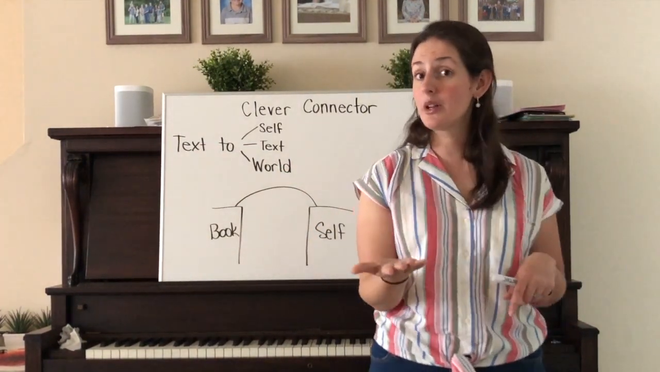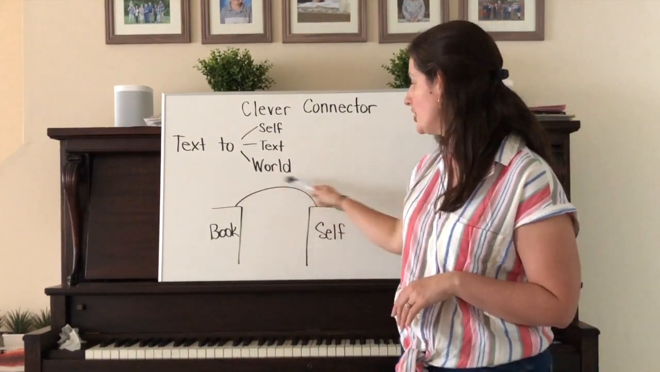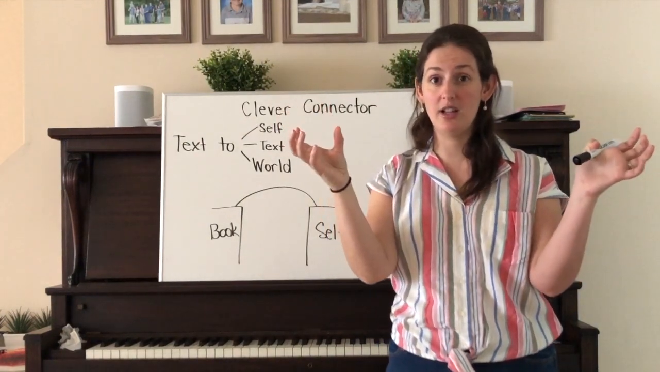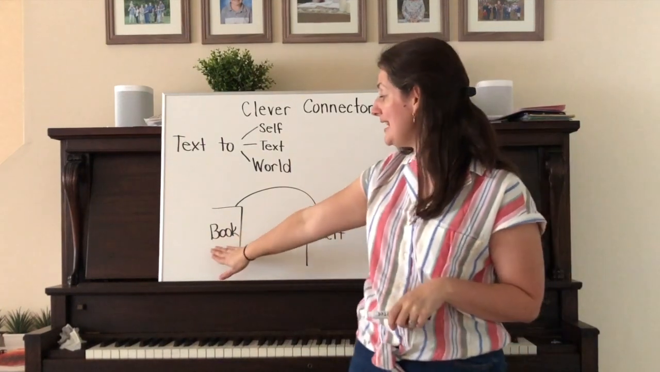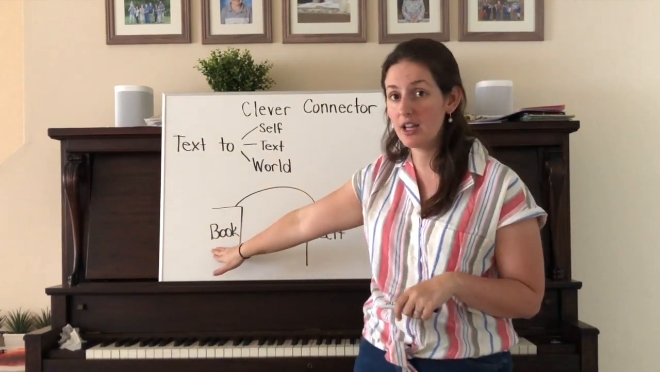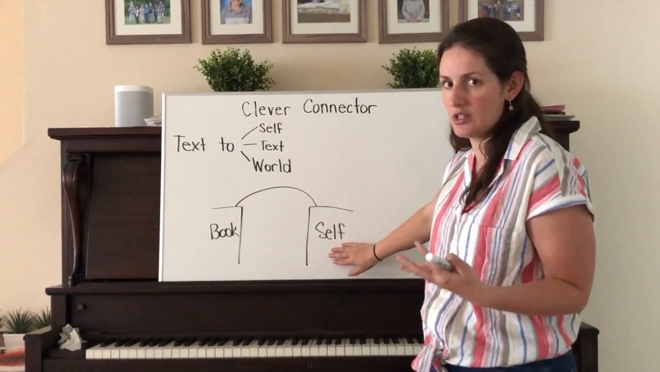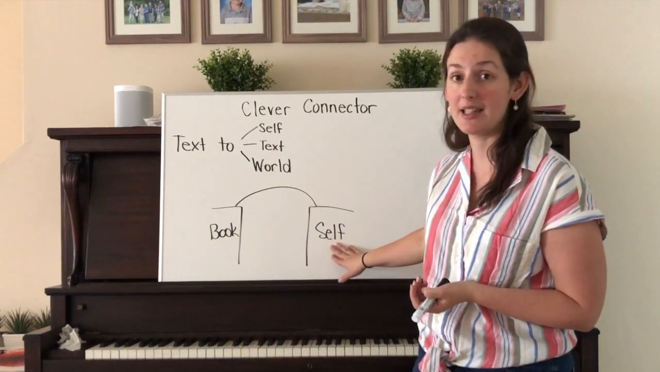Now, I also want to remind you that a connection is a bridge. Okay, so the connection is the bridge, but a bridge needs 2 pillars to rest on. If one of the pillars is not there, the bridge is going to collapse. So you need to talk about the book in your connection, and you need to connect it with what you're actually connecting to. So if I'm making a text to self connection, I need to connect it to myself.